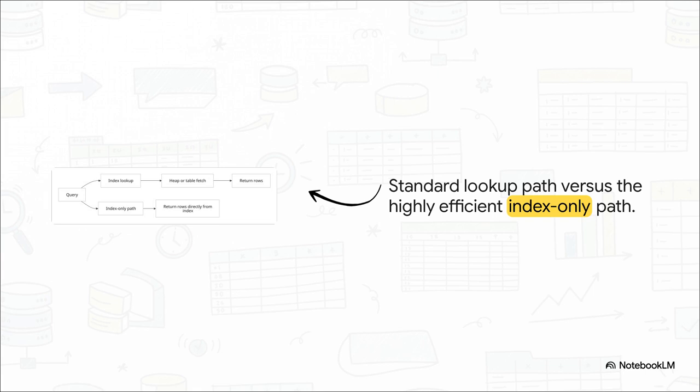By using covering indexes with the include clause, you keep the core index narrow, but you pack in the exact payload columns your query is asking for. The database can then just return the rows directly from the index tree itself.